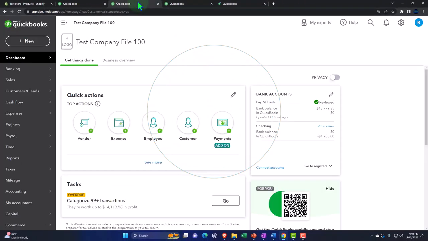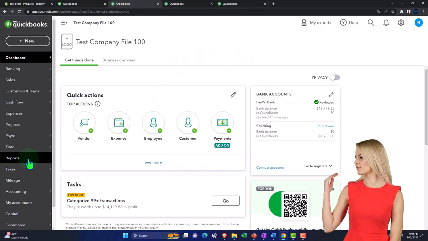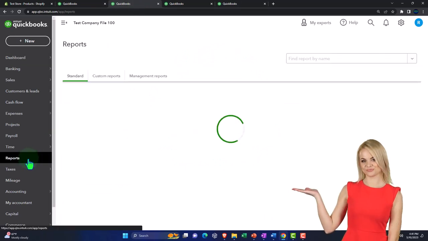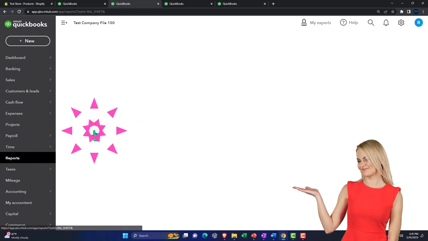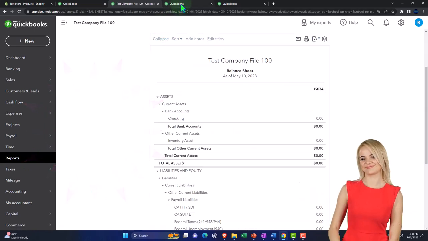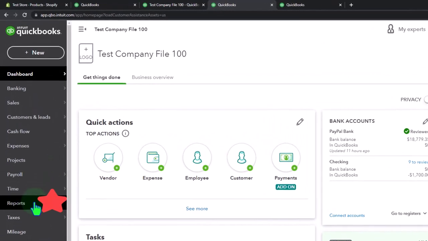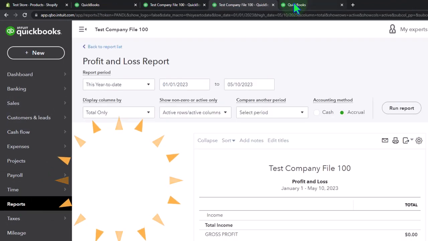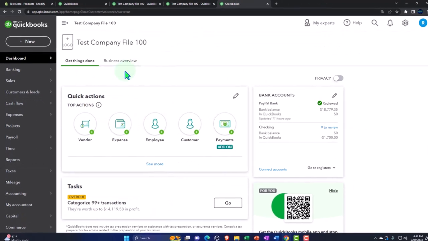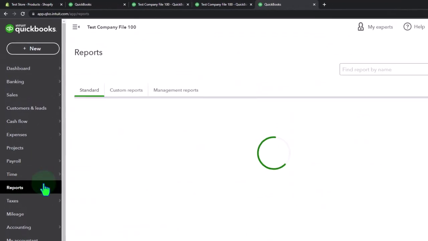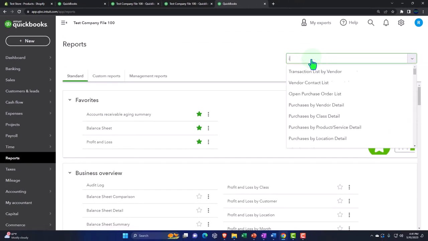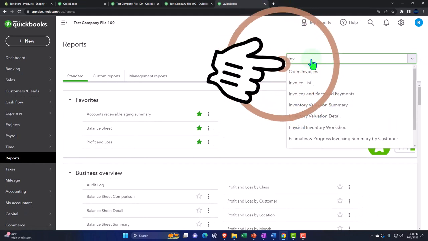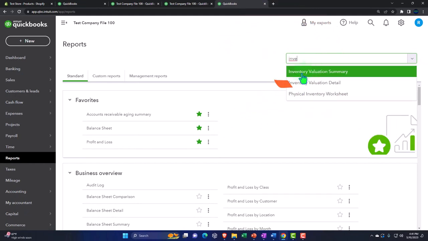Going back to the middle tab, which was duplicated, reports on the left hand side. Let's open up the balance sheet report. Tab to the right, reports on the left, this time the profit and loss, the P&L, the income statement. Tabbing to the right, reports on the left. This time I'm going to type in inventory because I want an inventory report. Let's do the inventory valuation summary.